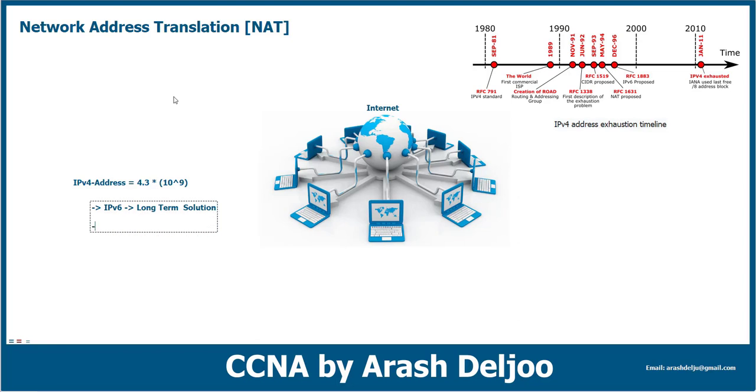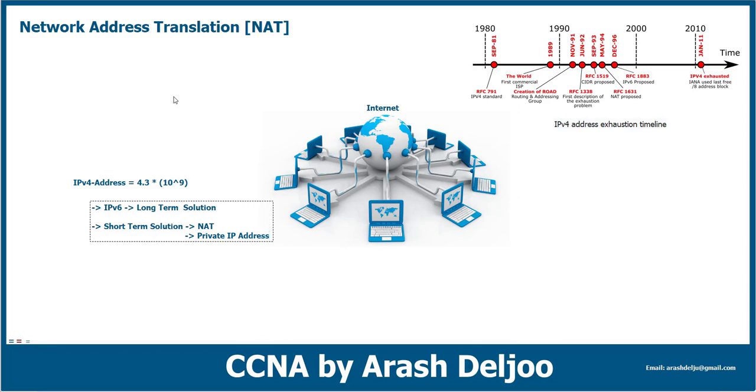But now I am going to talk about the short-term solution. In this video we will talk about the short-term solution for the shortage of IPv4 addresses. What is the short-term solution? A short-term solution is a solution that can help us save time for implementing the long-term solutions. For example, one of the short-term solutions is NAT. Another short-term solution is private IP addressing.